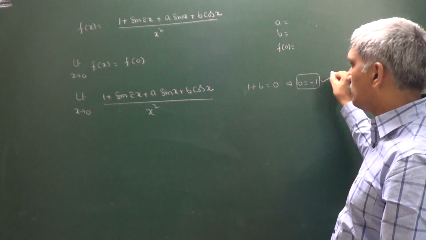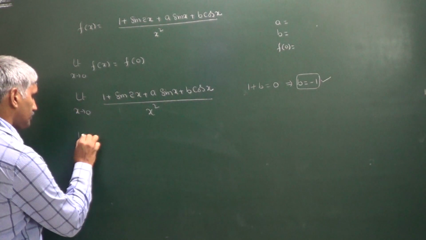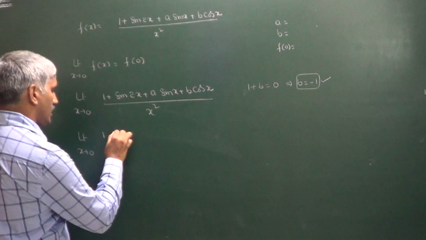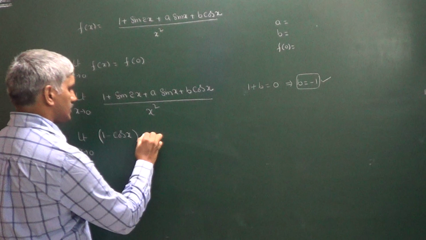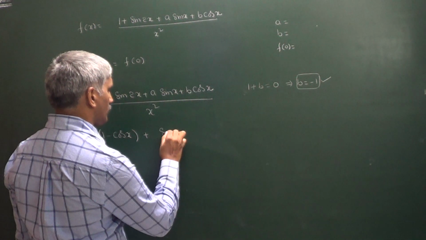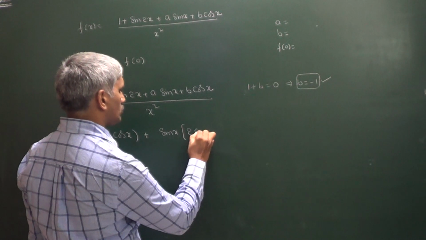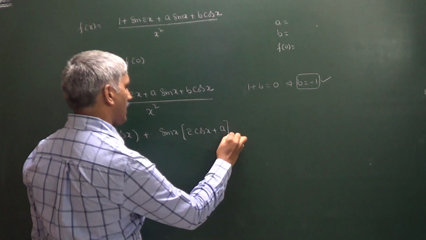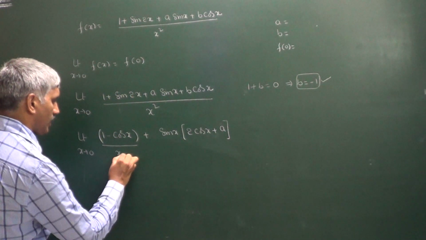So we got the value of b. Now b value minus 1 substitute there. You will get limit x tends to 0, 1 minus cos x plus sin x. If you take common, then we will get 2 times cos x plus a divided by x square. So here we have to write x square.